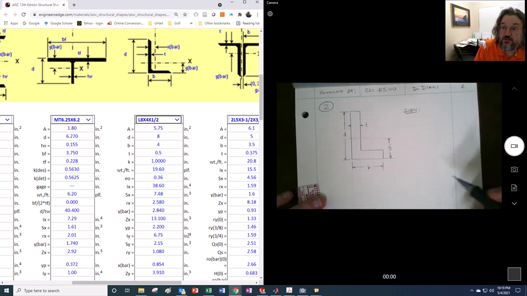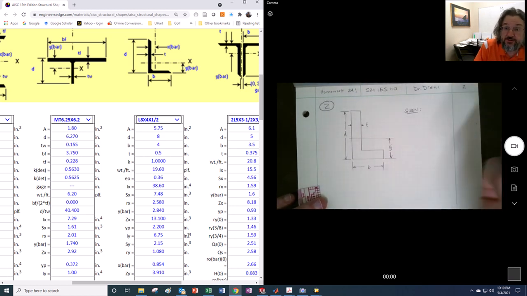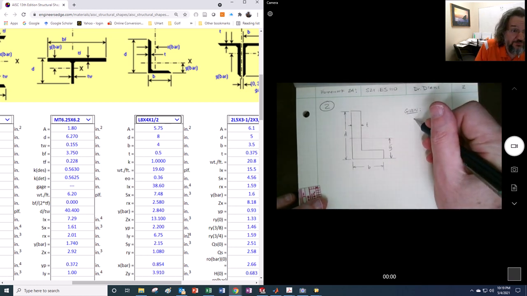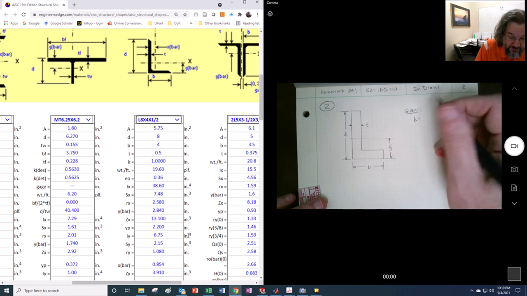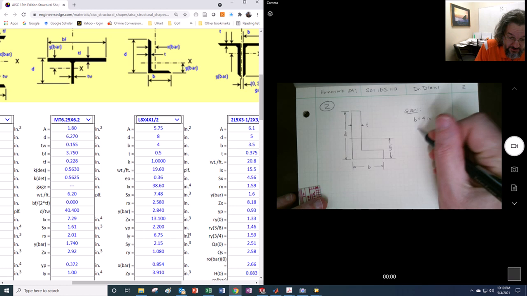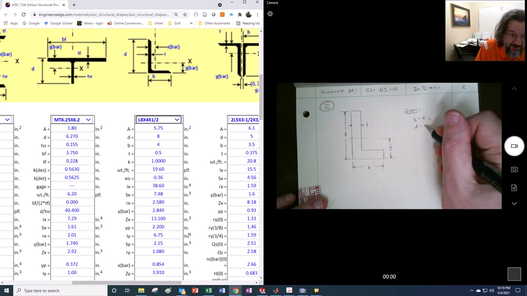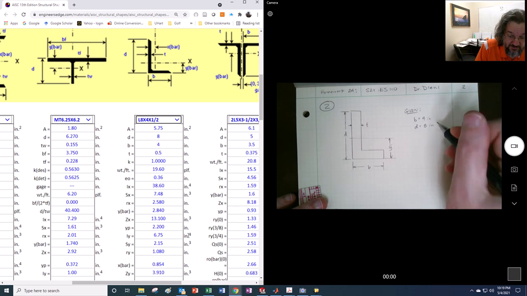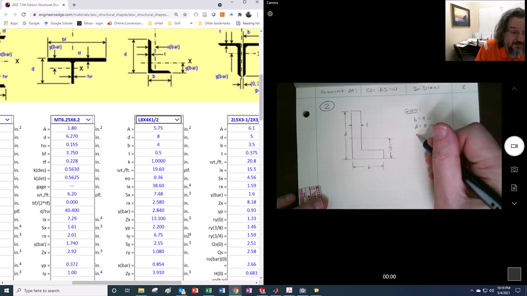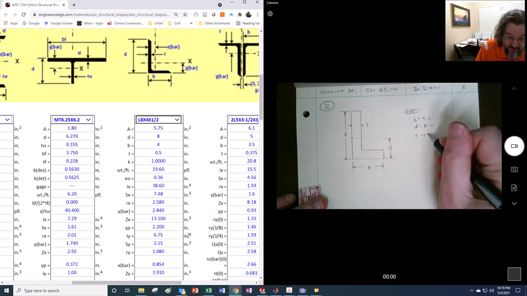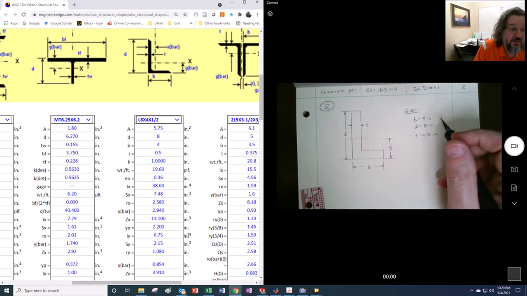I picked the easiest one, by the way, of all these shapes. I figured you could do this one, you could do the other ones. People usually mess this up anyway. 4 inches, not to be negative or anything, but they do. All right, so the thickness is 0.5 inches.